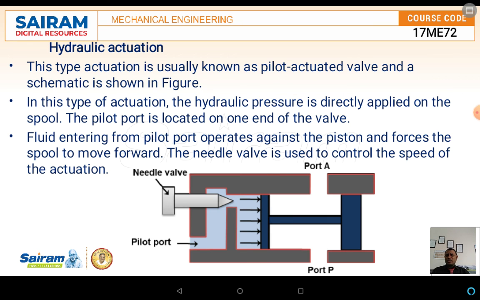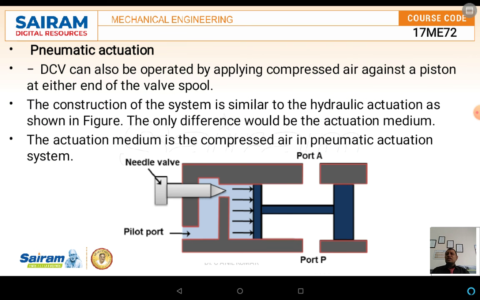The next part we are discussing is hydraulic actuation. Here, the hydraulic actuation is done by means of hydraulic pressure or oil pressure, and it is done by means of a pilot actuated valve. Even this pilot actuation on the cylinder can be controlled by means of a needle valve. In the same pattern, pneumatic actuation can also be done by using pneumatic pressure on the piston.